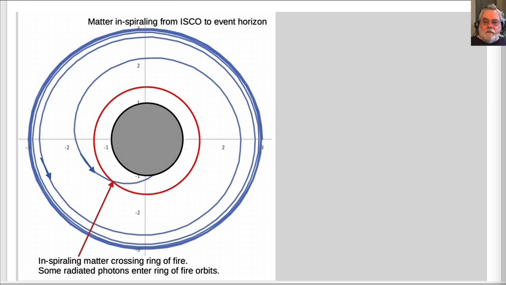A second mechanism for photons entering the ring of fire might be light from stars. If light entering the black hole system happens to have a trajectory with impact parameter of 2.598 Schwarzschild radii, that light may spiral into the ring of fire and then stay in the ring of fire for a while. It might then spiral into the event horizon or escape outward again by spiraling out to 2.598 Schwarzschild radii.